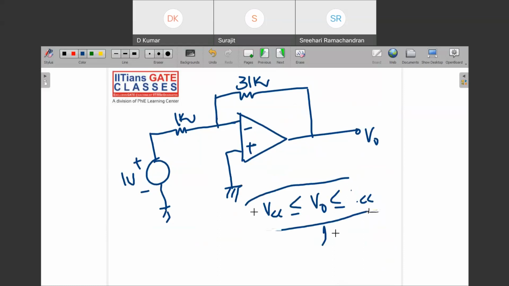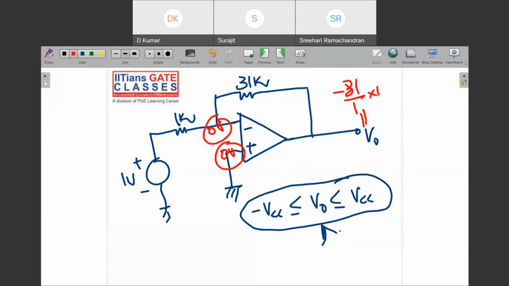If you are trying to calculate by considering this as 0 volt, what is the output now? Tell me quickly. Output will be minus 31 upon 1 into 1, right? So how much will it be? Minus 31. Output will be minus 31.